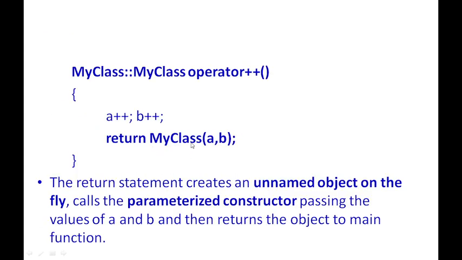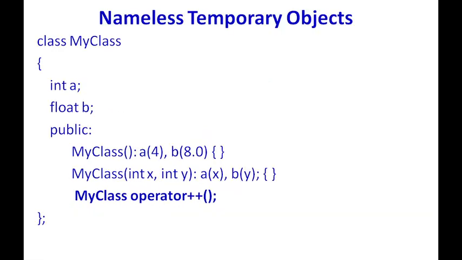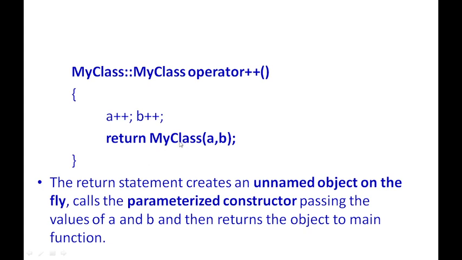Now when I say return my class AB, the return statement will be executed after the constructor is executed. So it will wait. First my class AB will be called. So the A and B will come here and the object will be constructed, and the constructed object will now be put in this place of the return statement. So this statement will then become return the nameless object.